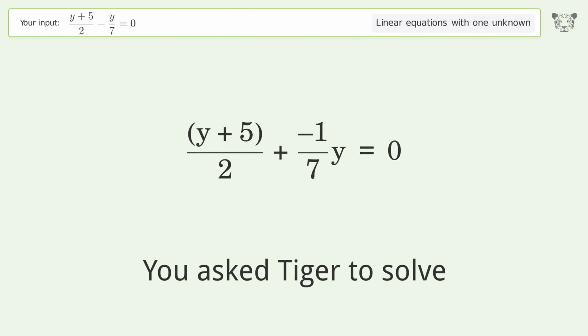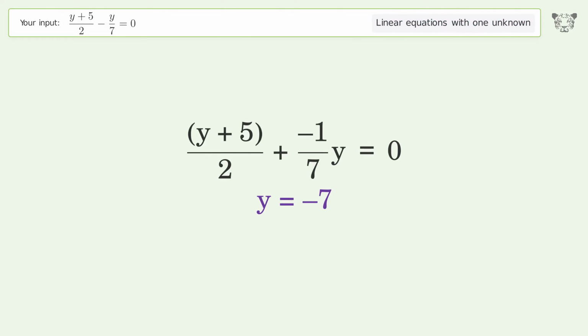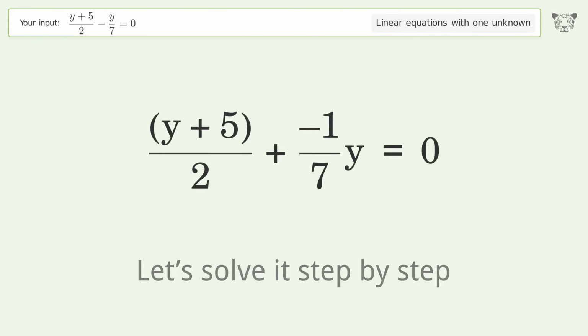You ask Tiger to solve this. It deals with linear equations with one unknown. The final result is y equals -7. Let's solve it step by step.